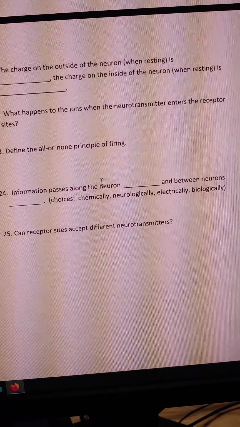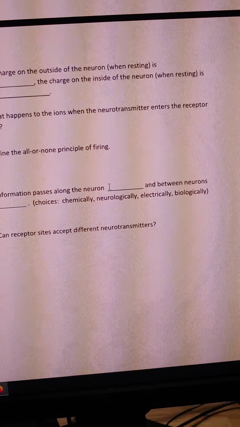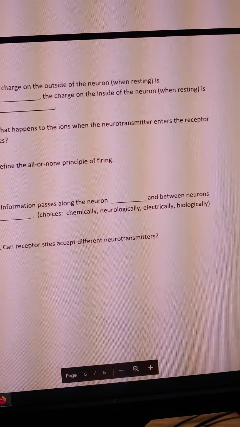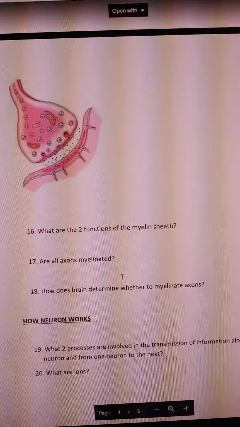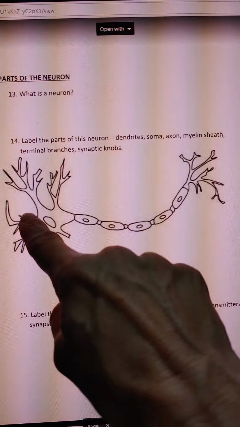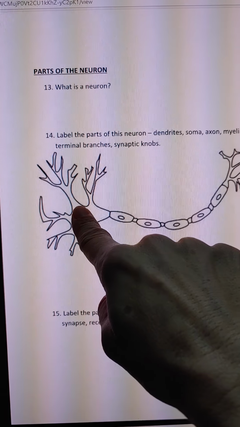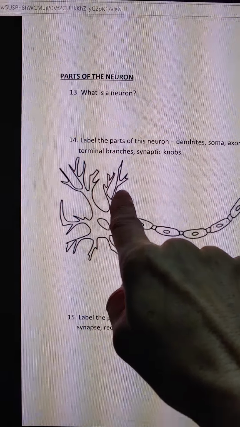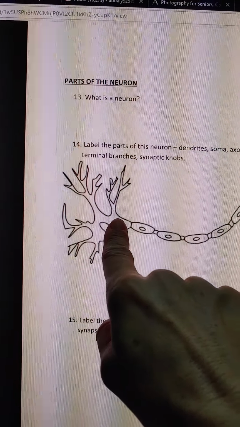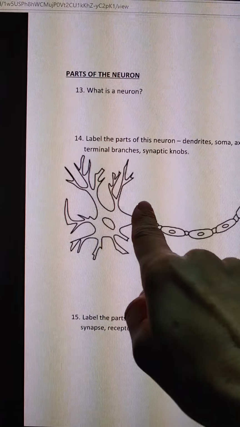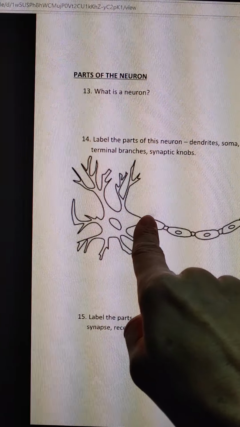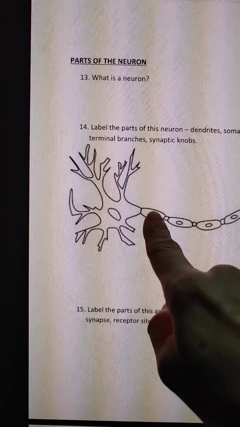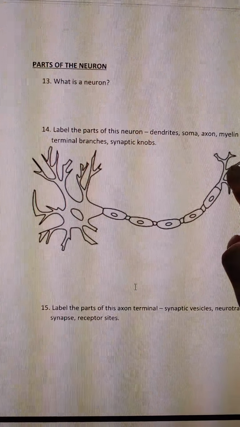24, information passes along the neuron electrically and between neurons chemically. So let's go back up here. We talked a lot about the electrical process. Pump shuts down, lets the positive in, then it kicks back on and kicks the positives out. Pump here shuts down, lets the positives right around there in, and then it turns back on and kicks them back out. Pump number 3 over here shuts down, lets the positives around it in, then starts back up and kicks them back out. Boom, boom, boom, boom, boom.